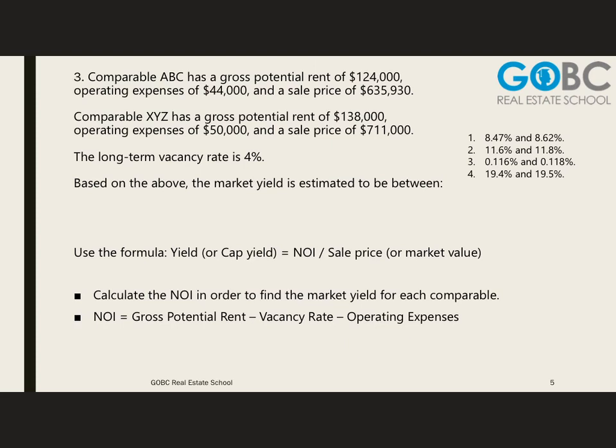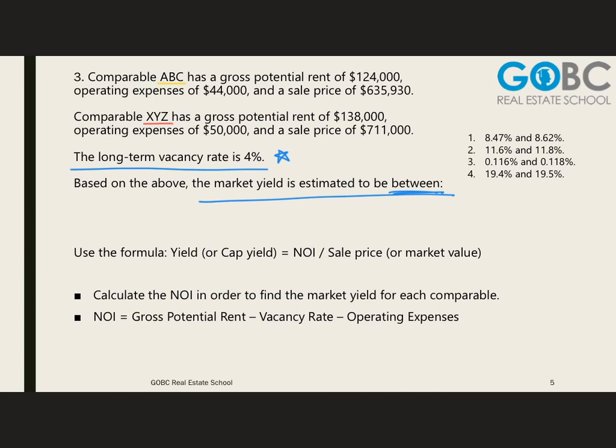Okay, so this question is a little bit easier, a little bit shorter. So it gives you two comparables and it just names them A, B, C, and X, Y, Z to be difficult. So it's more like comparable A and comparable X, if you want to think of it that way. Just two different buildings. It gives you the gross potential rent, the operating expenses, and the sale price for each one. And it gives you a long-term vacancy rate of 4%, which you apply to both of those comparables. And it says, based on the above, the market yield is estimated to be between. And when they say to be between, they want you to give them two different numbers. Okay, so it's a range that they're looking for.